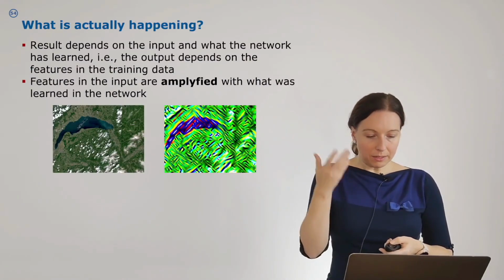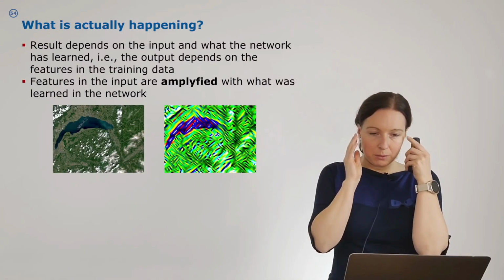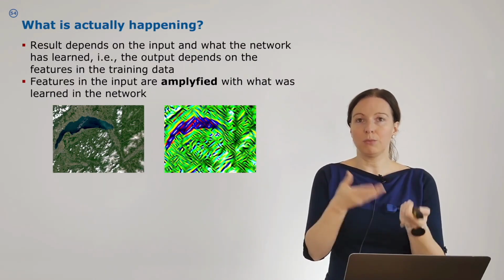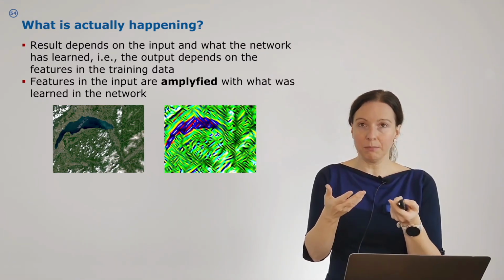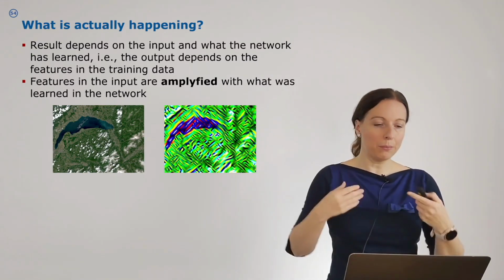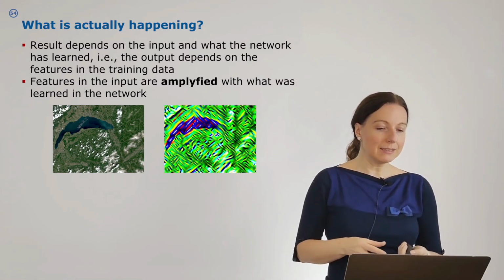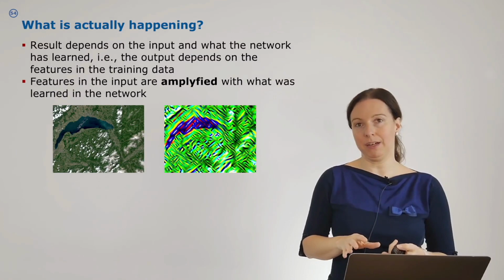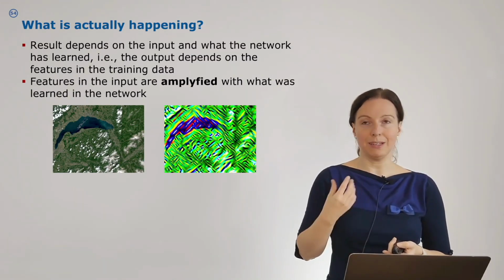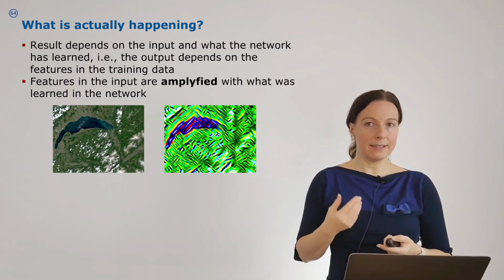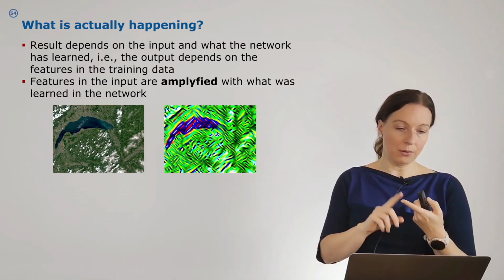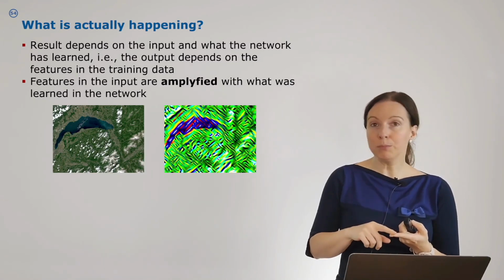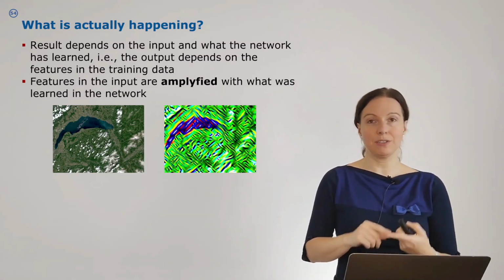And when you think about it, it's all nice, but the difference for deep dream is also that you start not with a random image, but with a given image. And what is actually happening when you do it is that the features in the input are amplified with what was learned in the network. So therefore, the result depends on the input and what the network has learned. It means the output depends on the features in the training data.